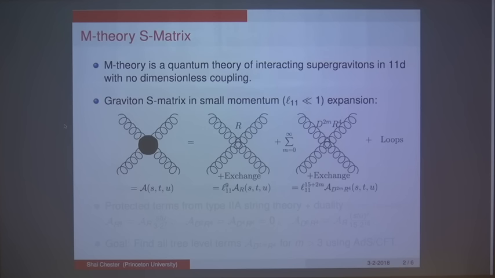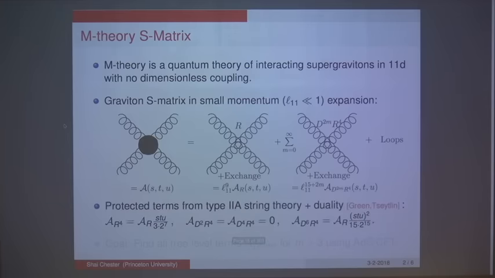So here you see that on the right-hand side, you can expand it diagrammatically, where here I'm focusing on the tree-level terms, not the loops. And the first term is a vertex coming from the Einstein-Hilbert term, R. But then you also have other tree-level terms, which will come from covariant derivatives acting on R^4. And these are all the tree-level type terms you get in the diagrammatic expansion of the graviton S-matrix. So which of these terms are known? The lowest few terms are protected, and as a result, you can derive them from type IIA string theory plus duality. So in particular, these are their known values.